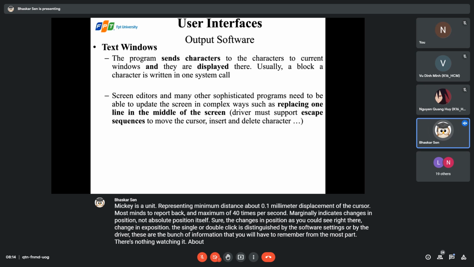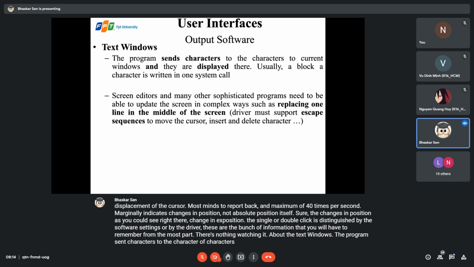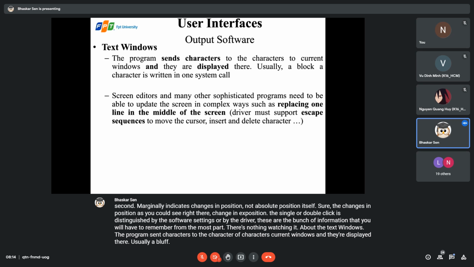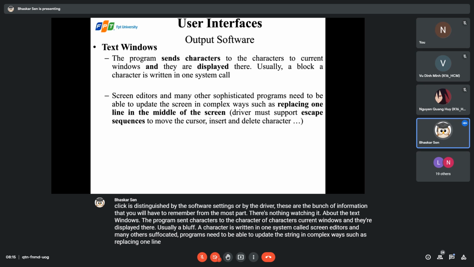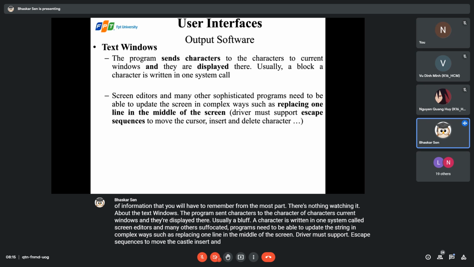About the text windows, the program sends characters to the current window, and they are displayed there. Usually a character is written in one system call. Screen editors and many other sophisticated programs need to be able to update the screen in complex ways, such as replacing one line in the middle of the screen. The driver must support escape sequences to move the cursor, and to insert and delete characters.